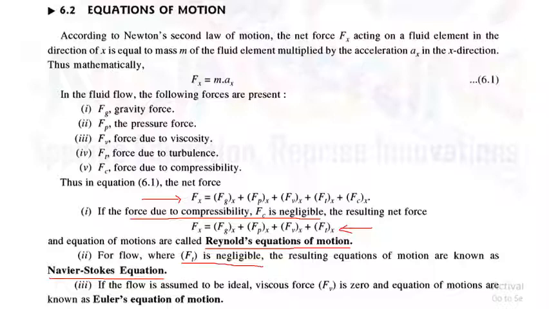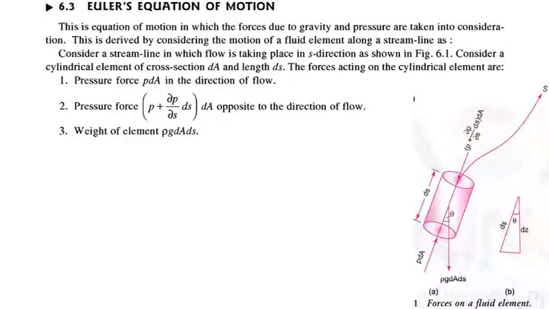Again, if we consider that the viscous force is also zero because the fluid is assumed to be ideal, then the equation of motion is called Euler's equation of motion. So the Euler's equation of motion says that the net force acting on a fluid element is the sum of forces due to gravity and pressure.